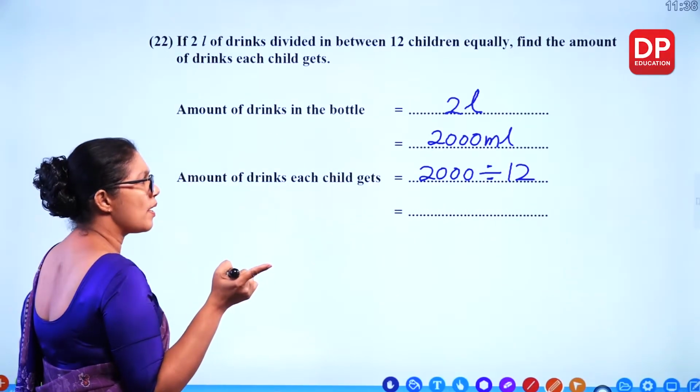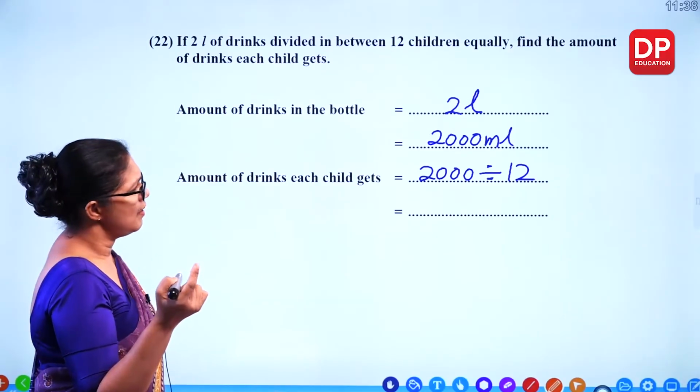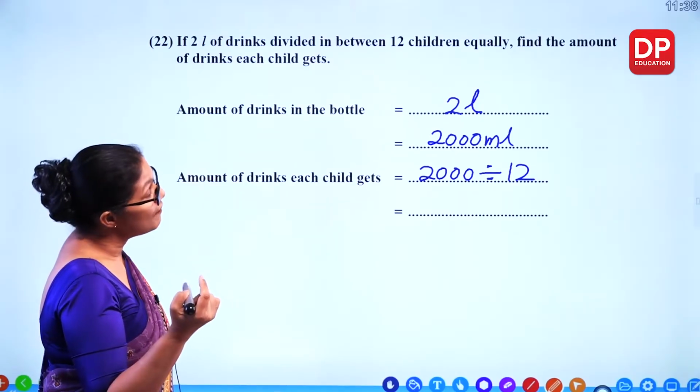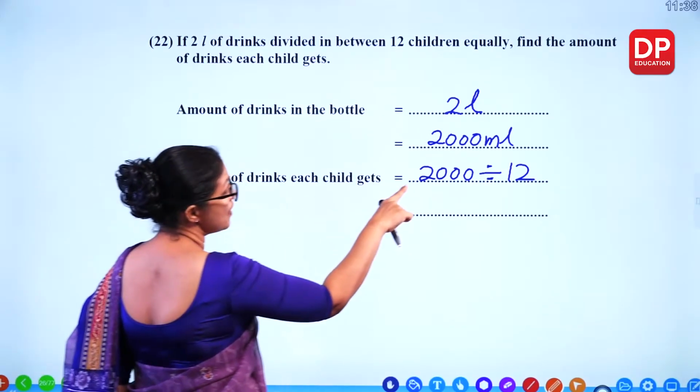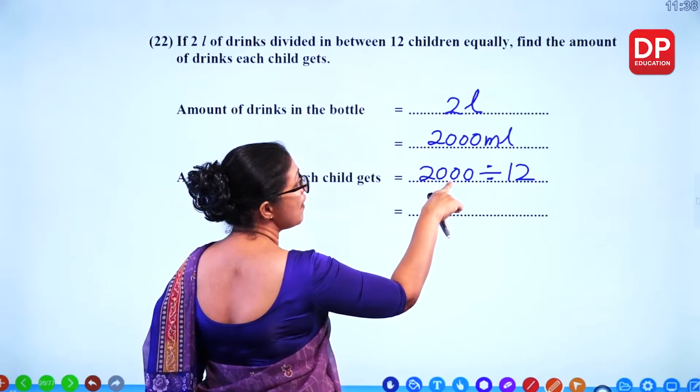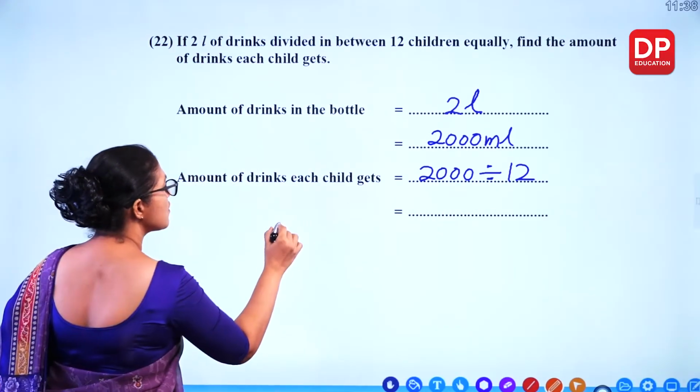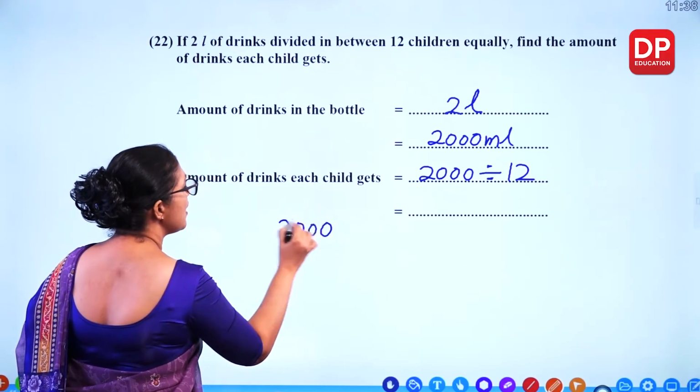2000 divided by 12, you can simplify if you want. 1000 divided by 6. Or you can simplify further. Divide by 4, 500 divided by 3. And then you can do, or just take the whole thing and multiply by 12.